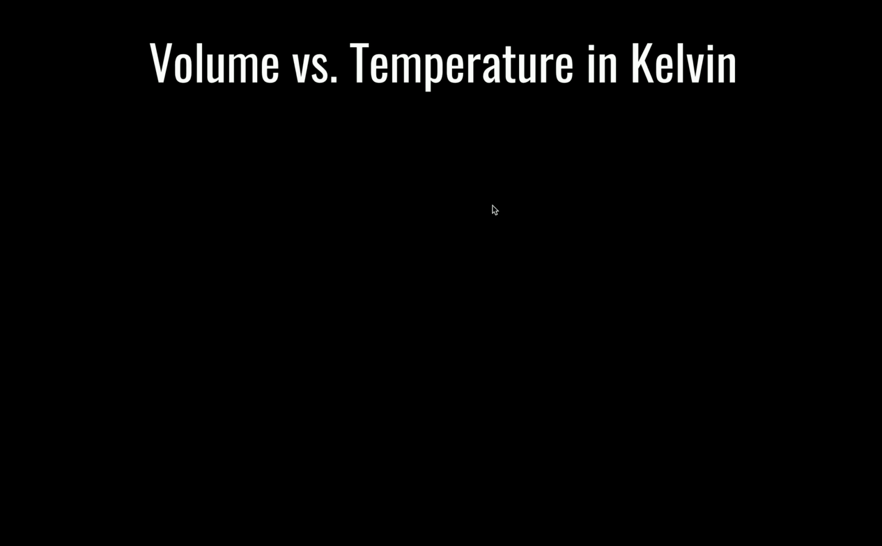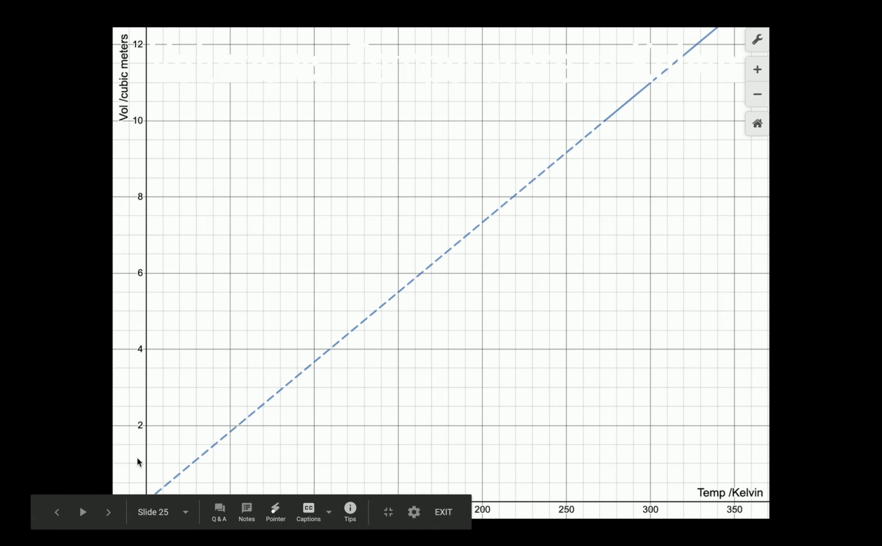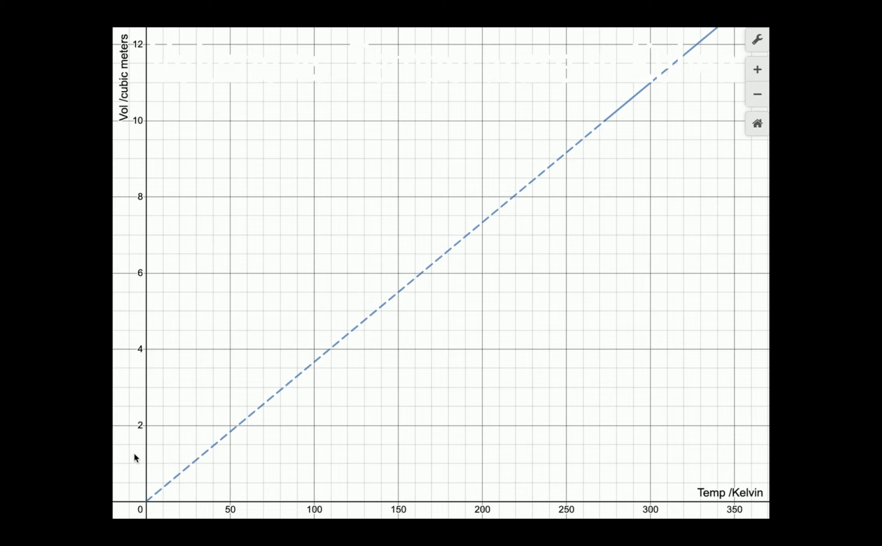If we look at volume versus temperature in Kelvin, though, what we find is that our equation is much more simple. y equals mx. We no longer have that y-intercept. So this is much, much nicer to do math with. We start our temperature scale at 0, and the y-intercept goes away. Nice.